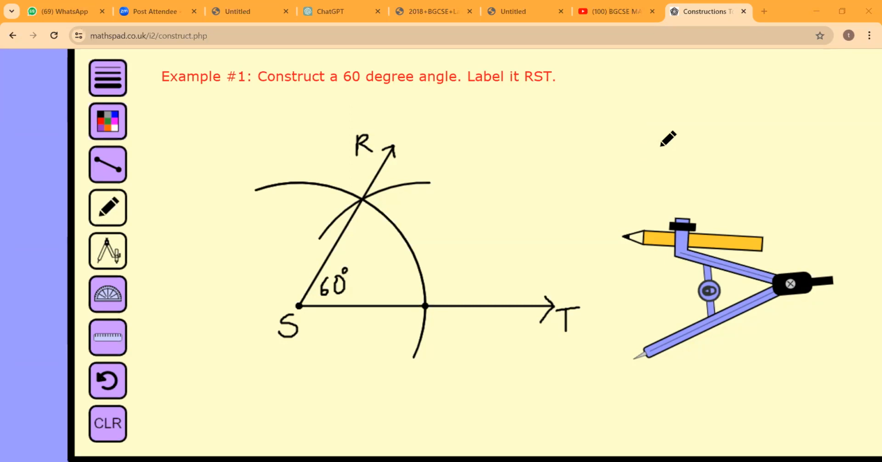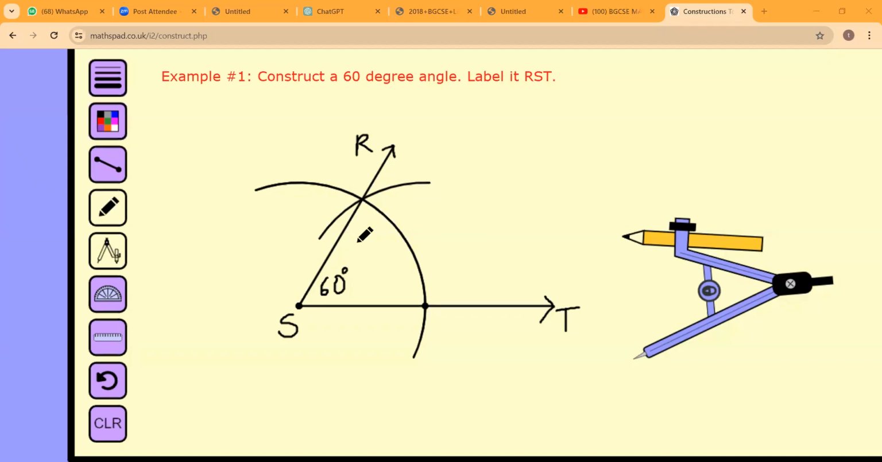Yes, sir. So the first thing we do is draw a line and name it ST. We draw a ray ST. Then what are we going to do afterwards? We're going to draw an arc to the line. And then after that, we put the compass on the same arc, and then we can construct another arc. And then after that, we use our ruler and we intersect that same arc and label it R.